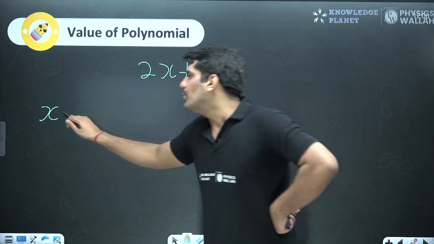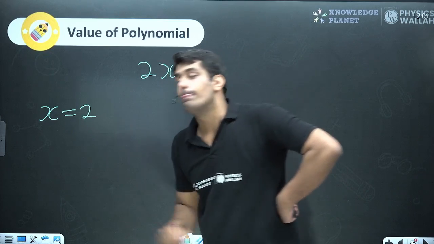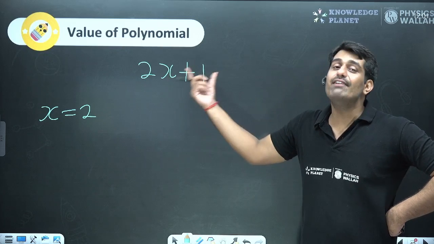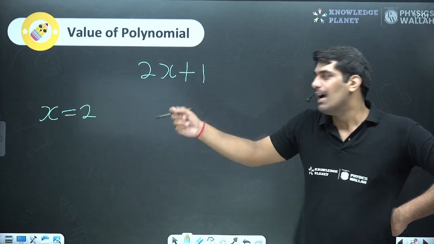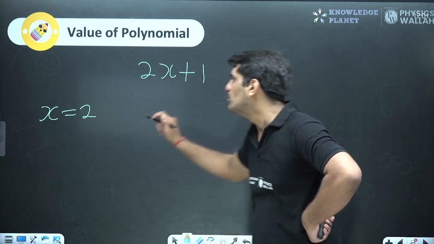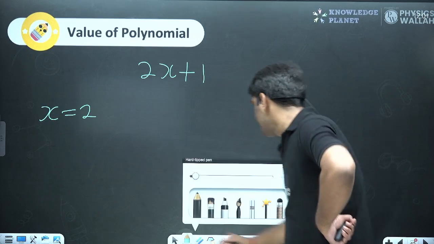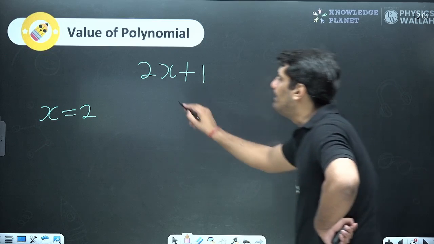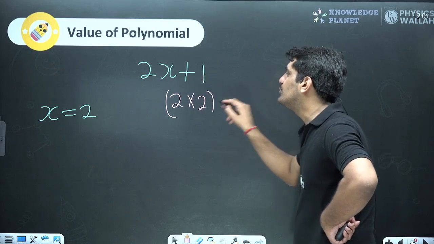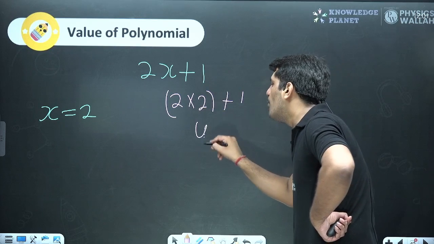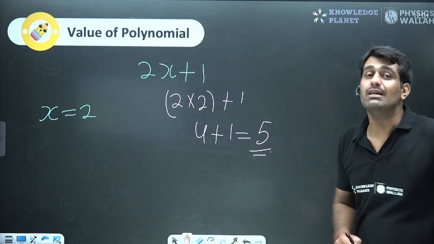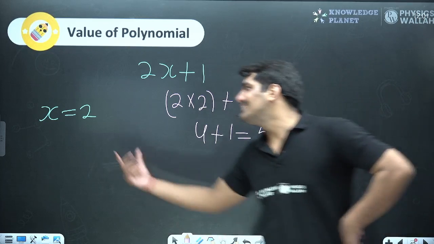If I put the value of x as 2, if we have the value of x given as 2, now we can find out the value of the given expression. What do I need to do? Replace x with 2. So solving this one, replacing x with 2: 2 into 2, because the value of x is 2, plus 1. 2 into 2 is 4 plus 1, and the final answer over here is 5. This 5 is the value of the polynomial when x is equal to 2.